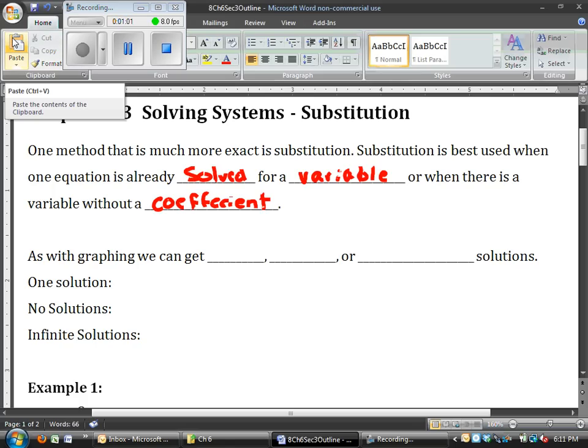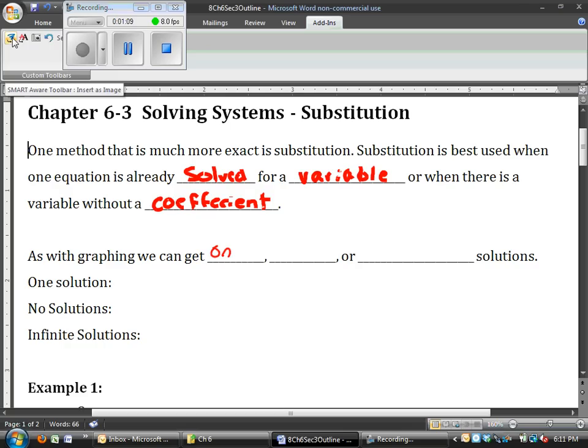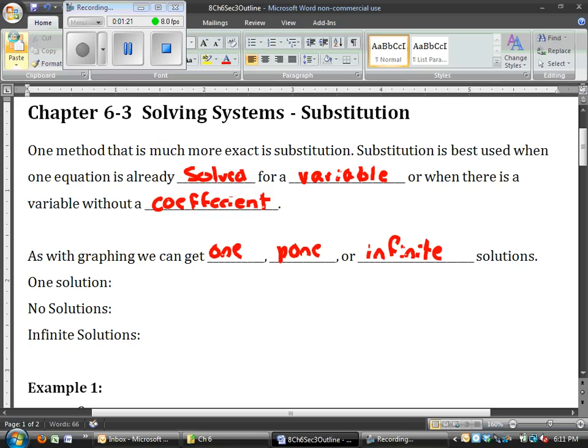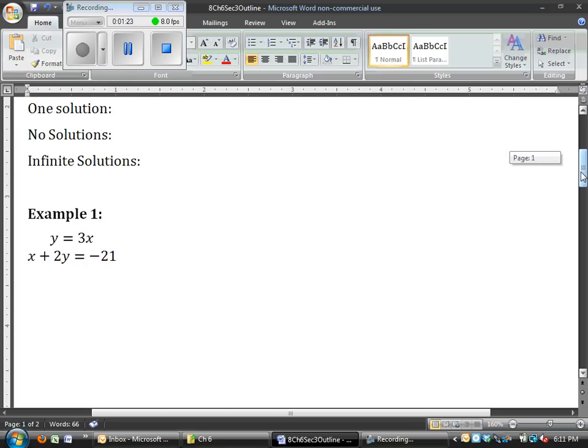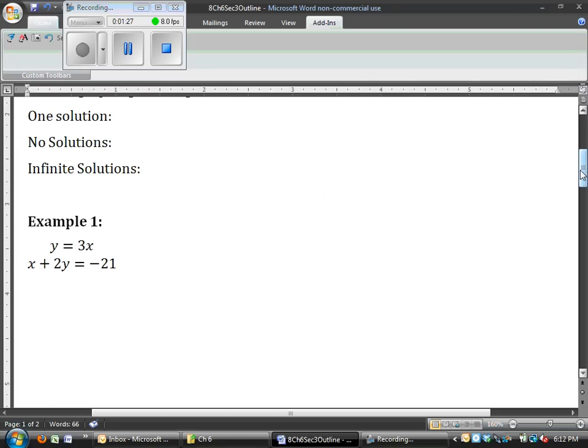Good. Okay, so it's already solved for a variable or when there's a variable without a coefficient. As with graphing, we can still get one, none, or infinite solutions. We're going to see an example of each of those coming up. When we have one solution, just like with graphing, it's x equals some number and y equals some number. No solutions is when your variable is going to cancel.